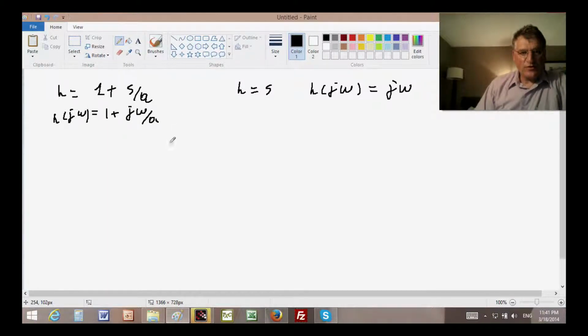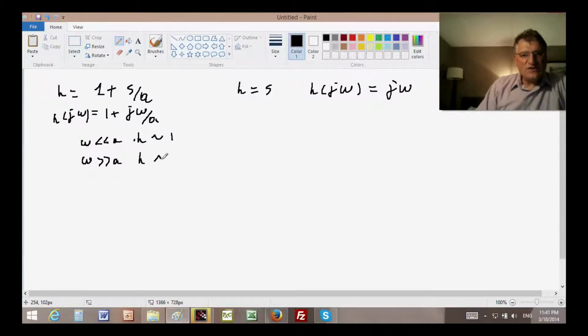Now, these transfer functions behave the same way as the others, but they are the inverse of what we dealt with. So how does that work? Well, we need to again consider the case when omega is much smaller than a, in which case h is about equal to 1, and omega much greater than a, in which case h is approximately equal to j omega over a, and that is actually 1 over j omega over a.